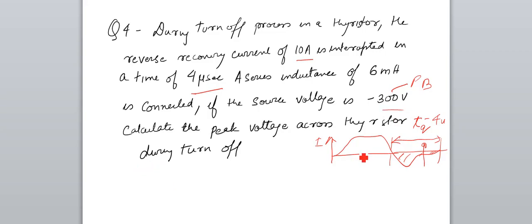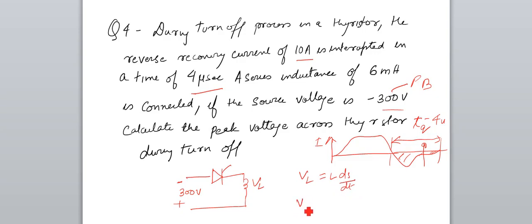So the circuit has an SCR and a series inductor, and the voltage across this inductor is 300 volt. So that's plus here and minus here. Okay, so this is my voltage, that is VL. So VL is equal to L di by dt, right? L di by dt.